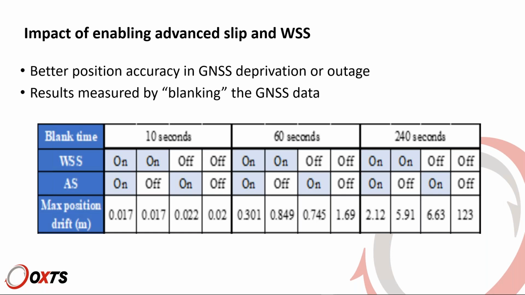Obviously, this is a use case. It will pretty much depend on what kind of motion you have during the GNSS outage, because this can give very different results depending on what kind of motions you have. But the magnitude, the order of drift that you can expect, is shown in this table.